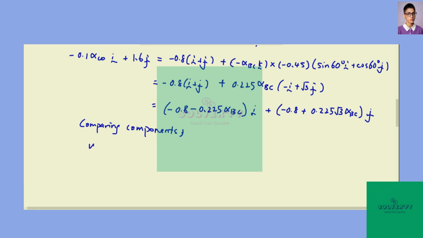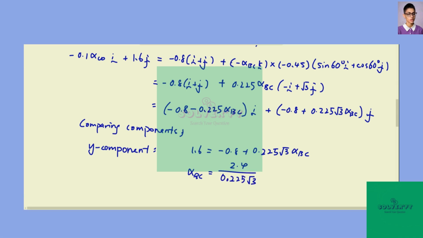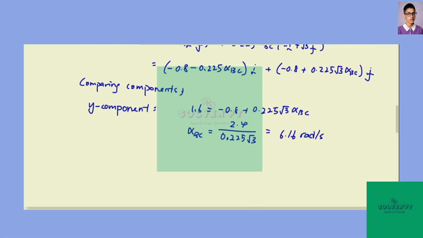For the y component, 1.6 is equal to negative 0.8 plus 0.225 root 3 alpha BC. So alpha BC is 2.4 divided by 0.225 root 3. So this is 6.16 radians per second. Just remember that the direction is clockwise, as we defined.